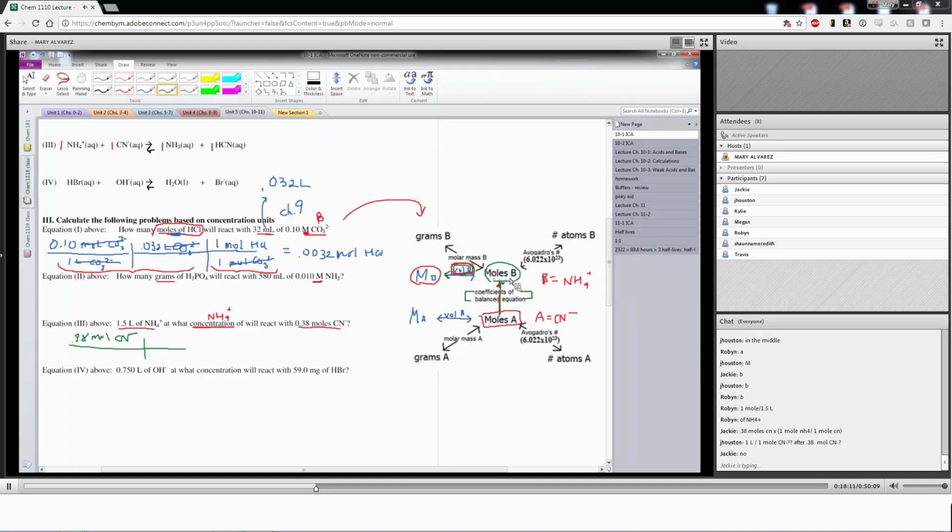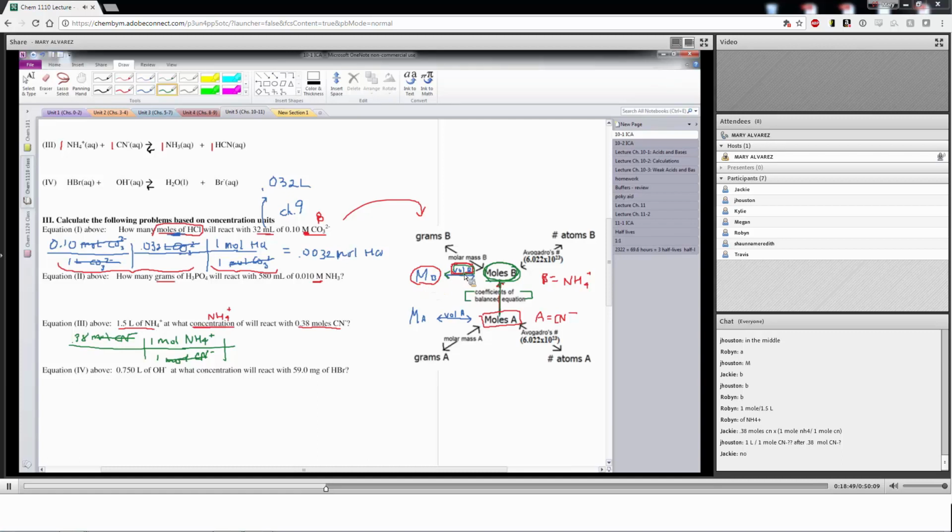Oh, Jackie got it. Yes, you had it right there. Sorry, Jackie, I didn't see that in there. 0.38 moles of cyanide times 1 mole of NH4 plus over 1 mole of cyanide. Excellent. We take that step, the mole ratio, and that gets us here. We're at moles of NH4 plus, and NH4 plus was B, so that means we're here. So now the step is to go from moles of B to molarity of B, and I've got volume.